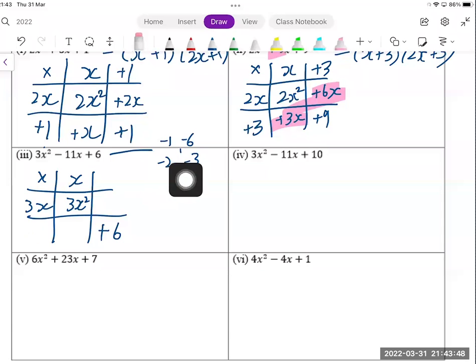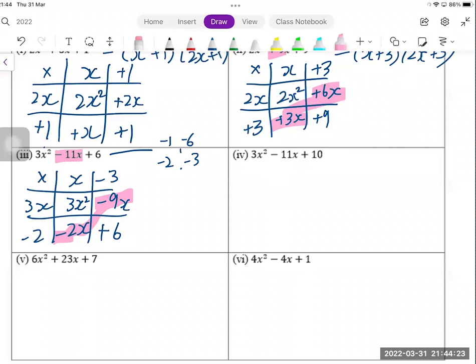Now I'm left with -2 and -3. In your brain, before you place, you can start to think, okay, I want to get -11x. Do I take -2 times 3 or do I take -3 times 3? I need it big, so I will take -3 times 3. So I put my -3 here. This gives me -9x. Then I put my -2 here. This gives me -2x. And with -2x and -9x, I'll be able to get -11x.